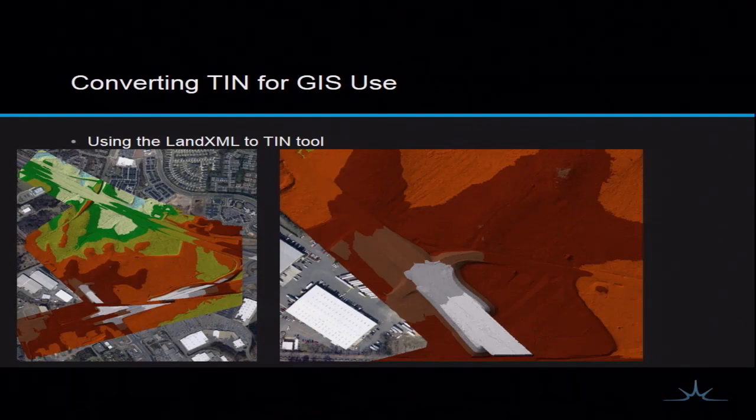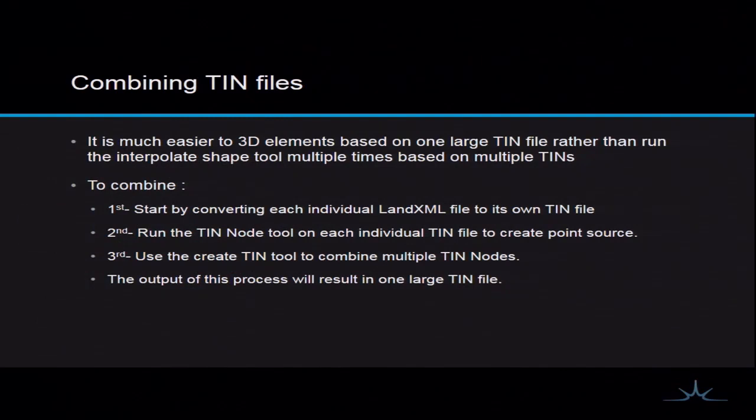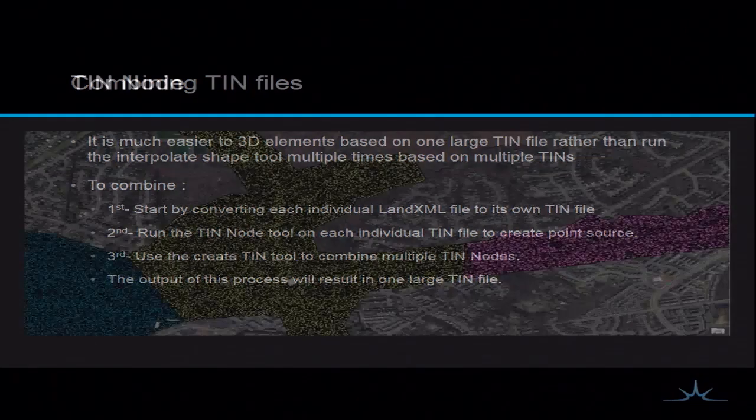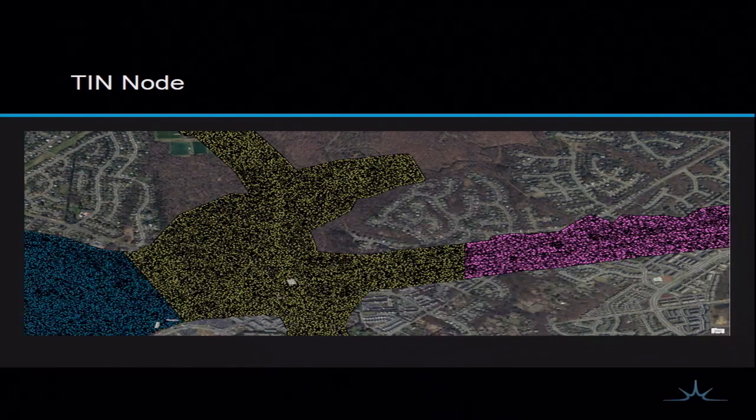And the only workaround that I've found to do that so far is by converting all of these TIN files to a LandXML, creating their own separate TIN file for each, and then from there, using the TIN Node tool, which basically takes that TIN file and will condense all of that data into point source data, kind of like you're seeing here. So it's basically taking all the data that we have for that specific TIN file, creating a ton of points from it, and displaying it like this.